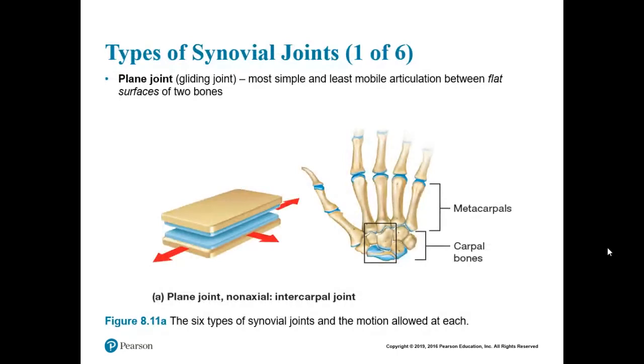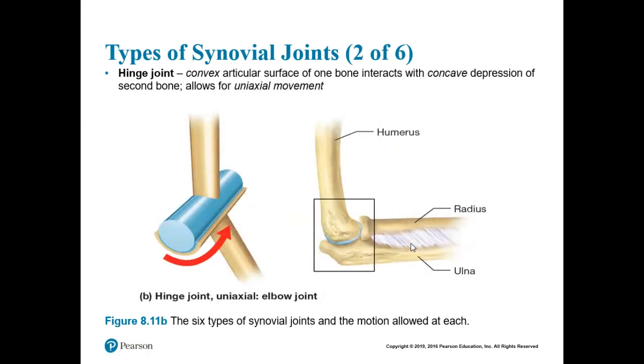So, types of synovial joints. We're looking at a plane joint here, which is a gliding joint. This one has already been talked about. The intercarpal joint, again, a gliding joint right there. Why? Because the bones are going to glide on each other to achieve their movement, right? Then we have a hinge joint, which is uniaxial, and this one occurs at the elbow joint.